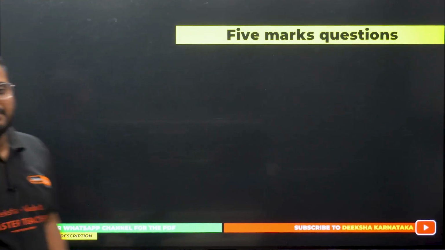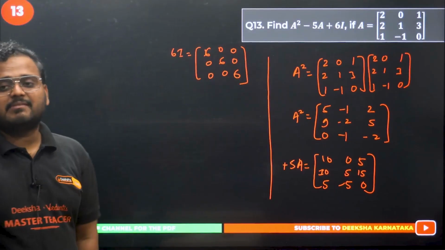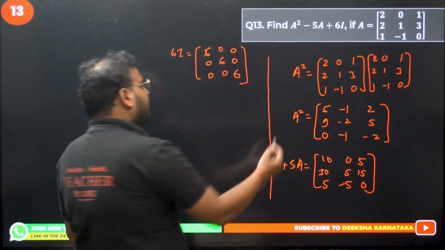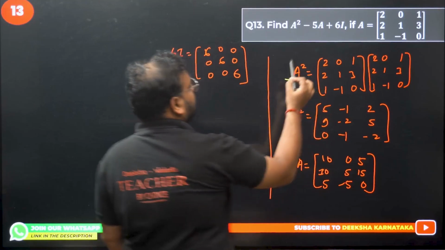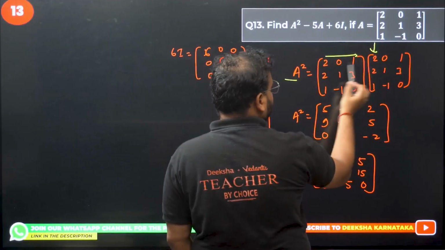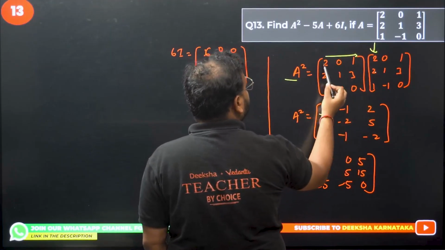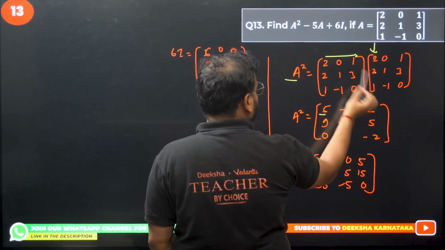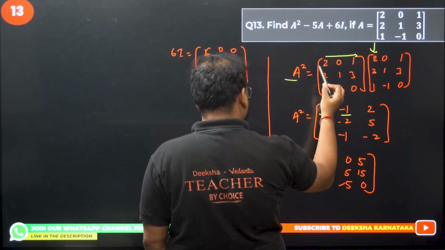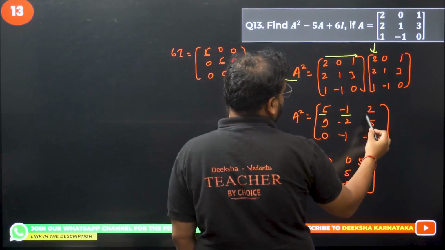Okay, 5 marker question. Here you go. A square minus 5A plus 6I, value we need to find out. I have already found A square value. I'll show you. A square is nothing but A into A, row to column. 2 into 2 is 4, 0 into 2 is gone, 1 into 1 is 1, 4 plus 1 is 5. 2 into 0 is gone, 0 into 1 is gone, 1 into minus 1 is minus 1. 2 into 1 is 2, 0 into 3 is gone, I get 2.